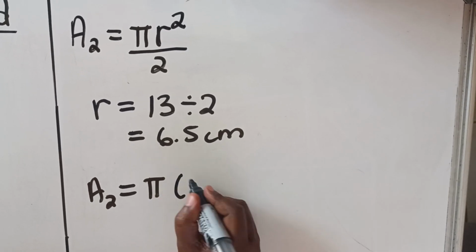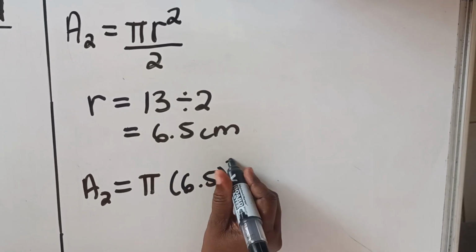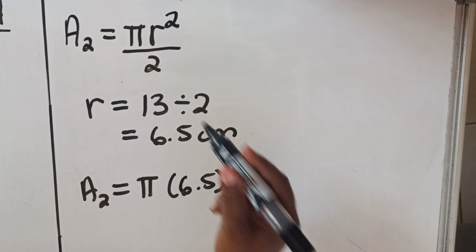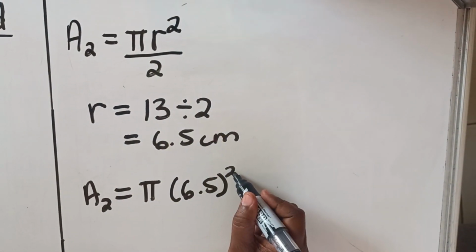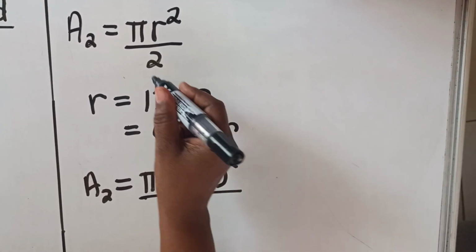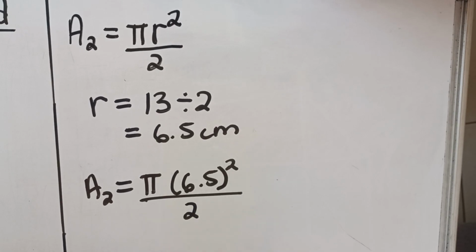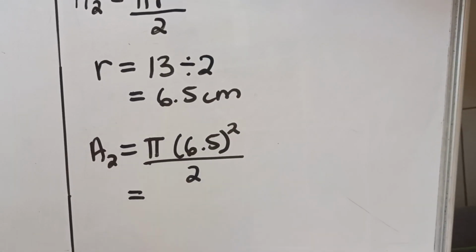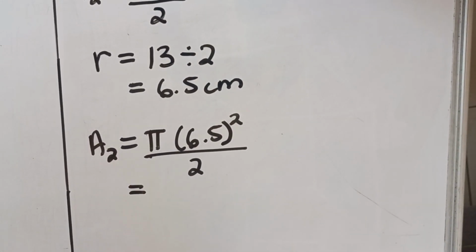And then my radius is 6.5. And then you remember the radius is 6.5, but it was squared, so you need to put the square there. And then because it's a semicircle, not a full circle, divide by 2. Then I can find the area 2. The area 2 is the area of the semicircle.